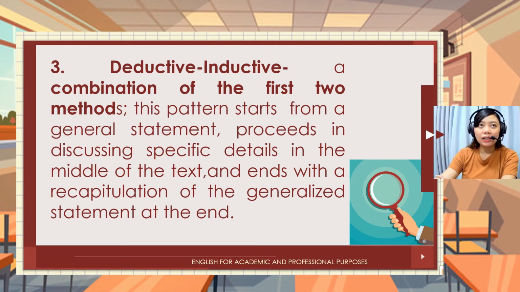So if you will notice in the deductive format in the second example, there is no generalized statement at the end. The generalized statement is found on top, and then afterwards it proceeded with the specific ideas and ended the passage there. But in the deductive-inductive method, we begin with the general statement, then specific details, and a generalized statement at the end. So let's see an example.